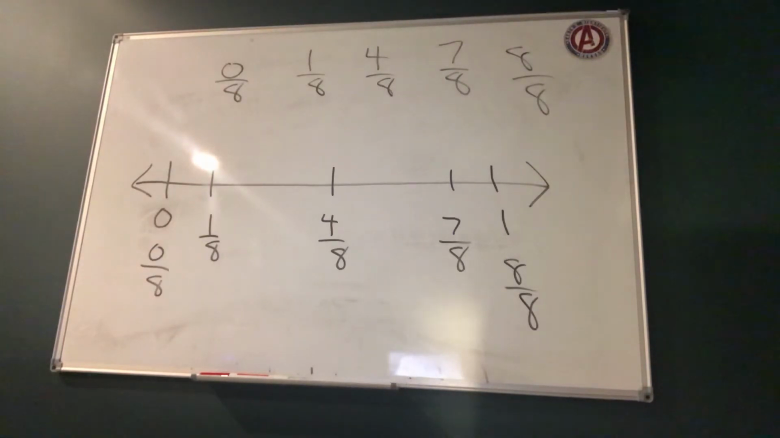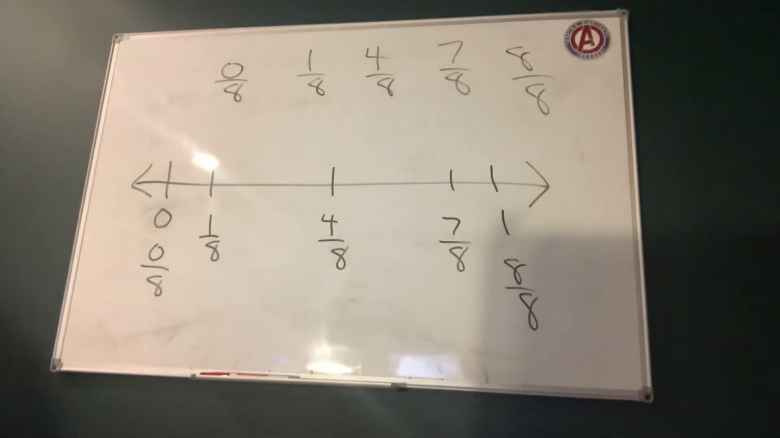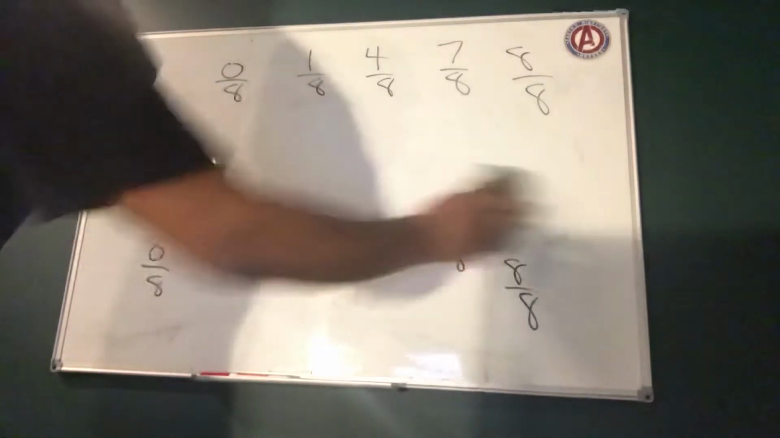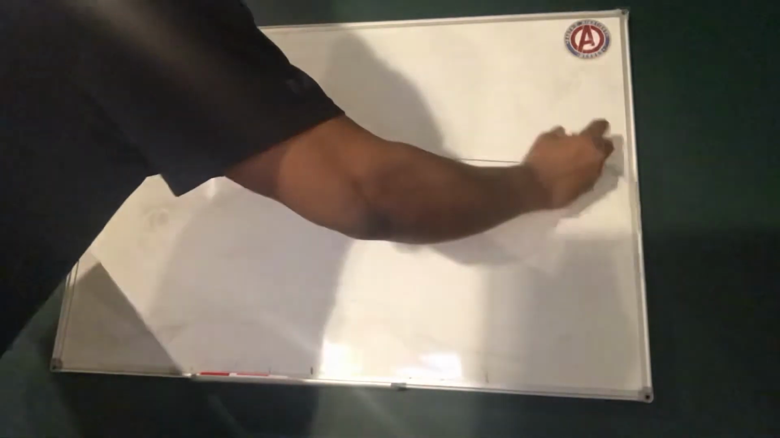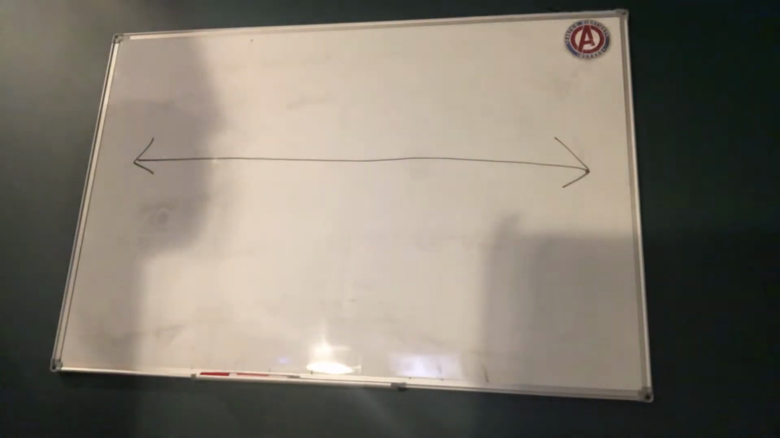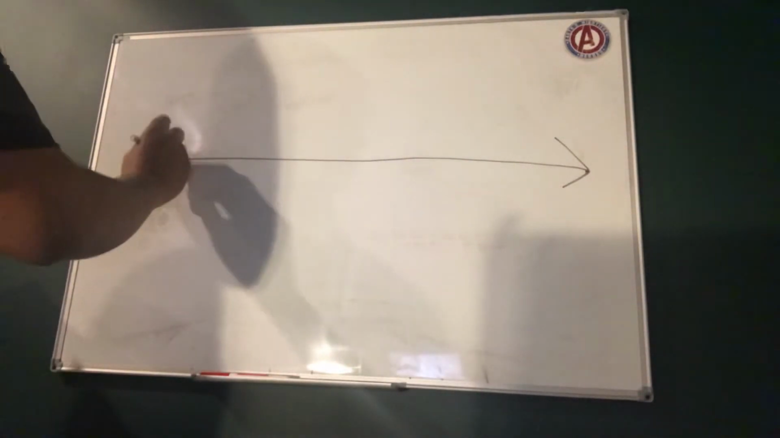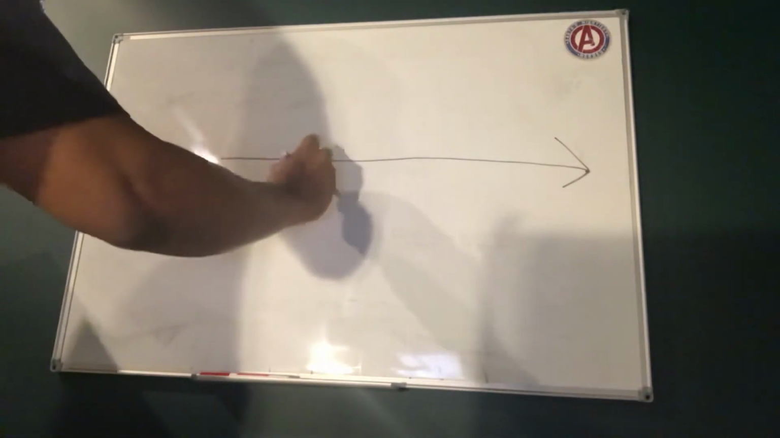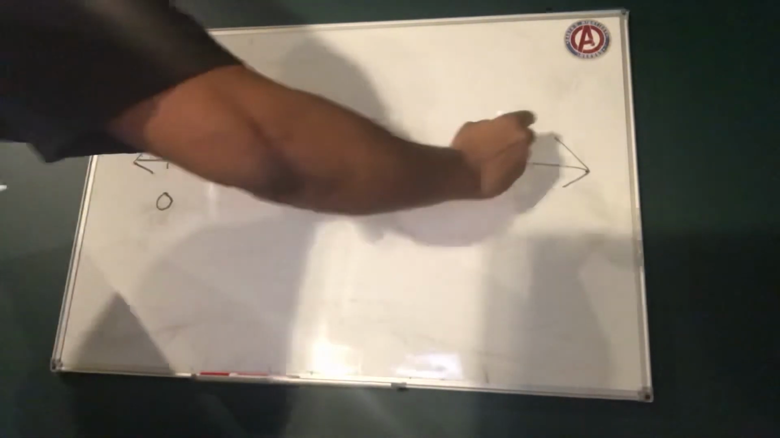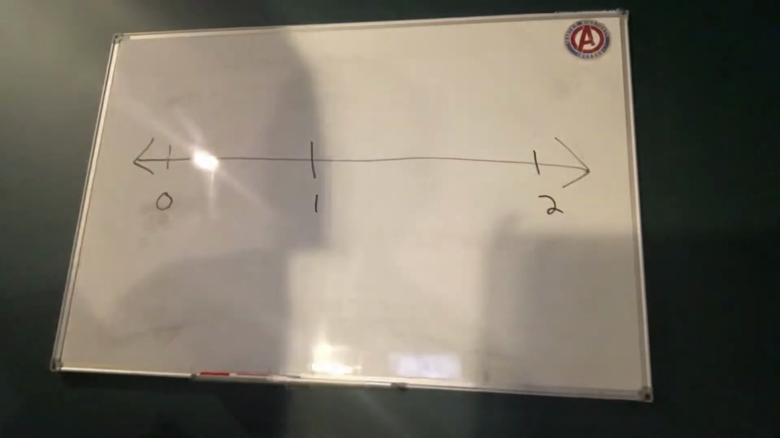Now I'm going to show you guys a little bit more difficult way of looking at some fractions on a number line. And we're going to use some larger numbers. We're going to use something called an improper fraction. An improper fraction just means that the numerator is larger than the denominator. So once again, we're going to start with 0. This time we're going to go past 1. And then we're going to go to 2.